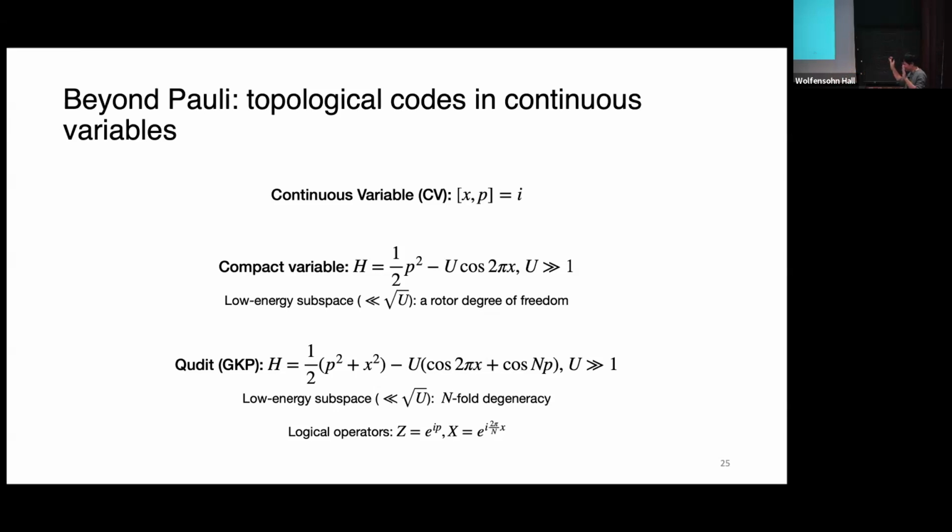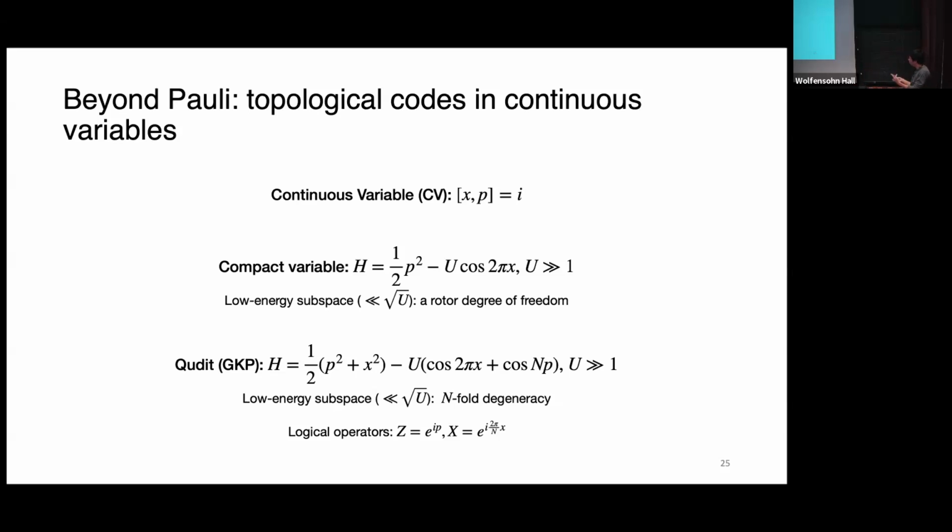Of course, quantum mechanics usually starts from continuous variables x and p, Heisenberg, the standard commutation relation. And we can make it compact by starting from, say, p squared over 2m, just a free particle, and adding a periodic potential. Then in the limit of u much larger than 1, you go to the low energy space at the bottom of this potential, which are x equals integers. So you have an infinite discrete set of states, and that's really equivalent to a rotor degree of freedom. We compactify the x on a circle.